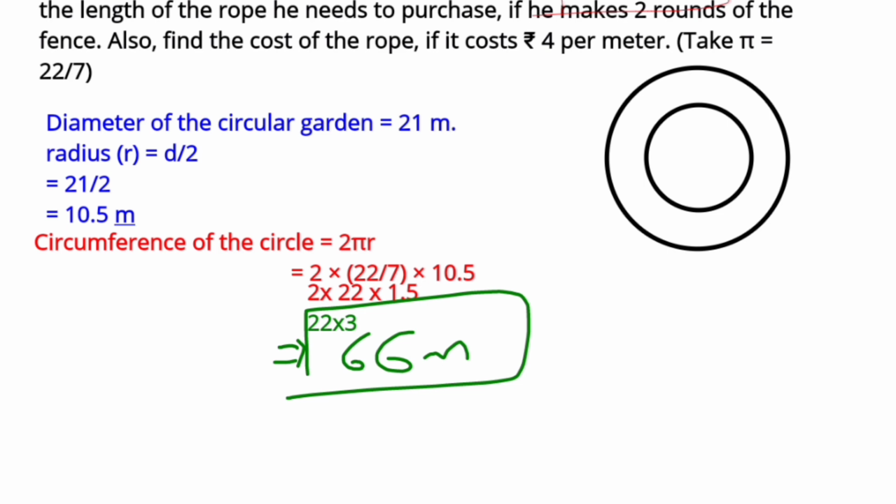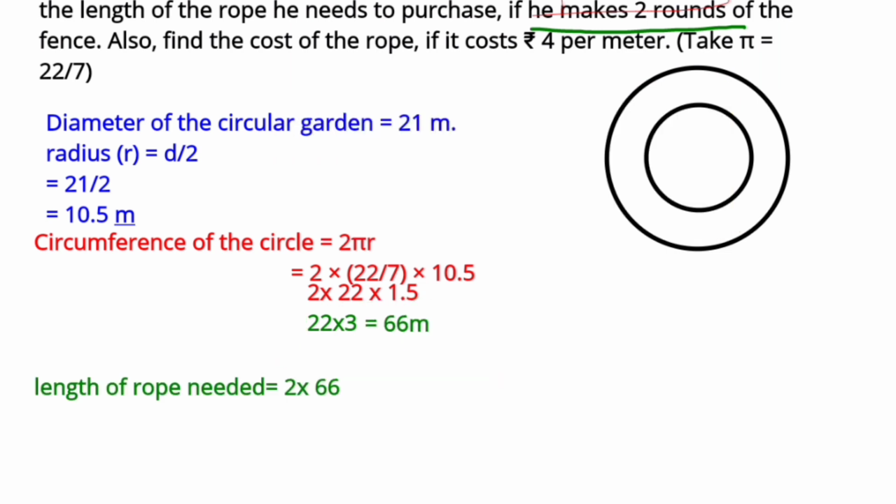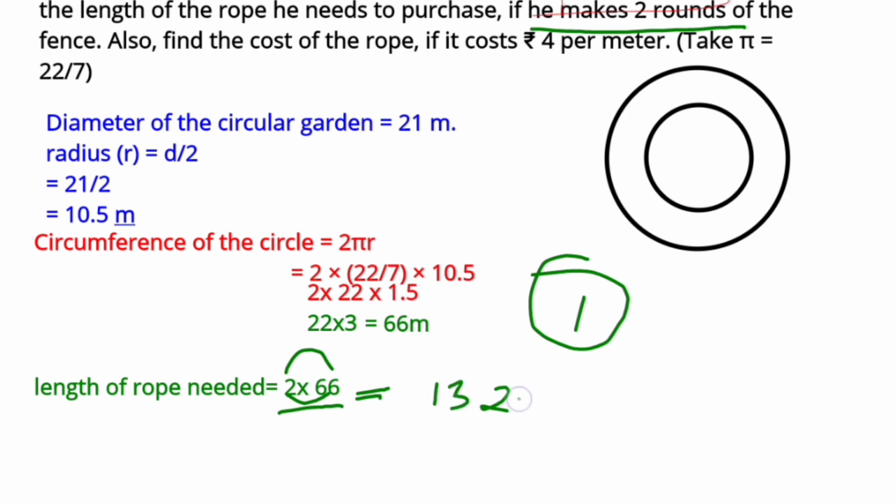But in the question they are saying he makes 2 rounds, that means he is fencing it twice. So you need to calculate its circumference twice. Now we will calculate rope needed. Length of rope needed is twice of circumference. So 2 into 66, multiply it. 6 2s are 12. 1 carry, 6 2s are 12 plus 1 is 13. So 132 meter. This is the length of the rope needed to fence the circular garden.